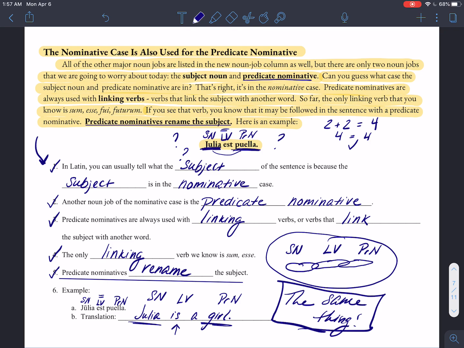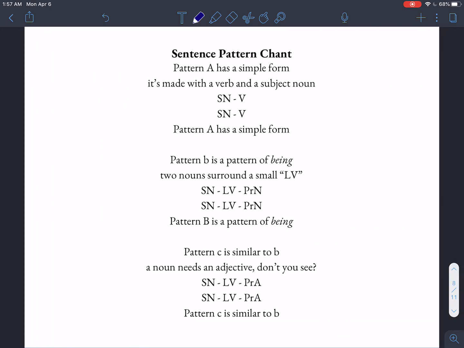Now, if you've got all your answers for the grammar written in, we're going to move on and do a new chant. We'll do it a couple times so you can get the feel of how it sounds, and eventually you'll figure out what this means. This is called the sentence pattern chant.